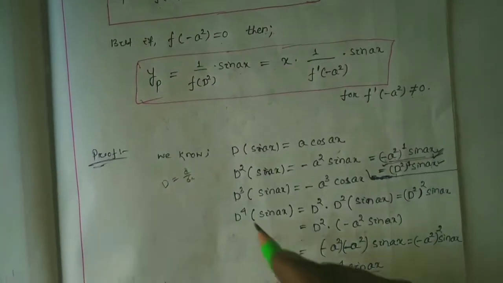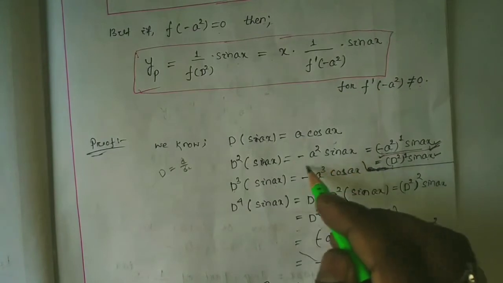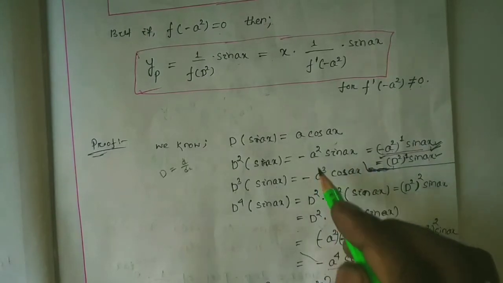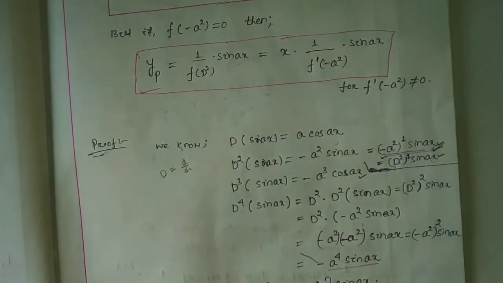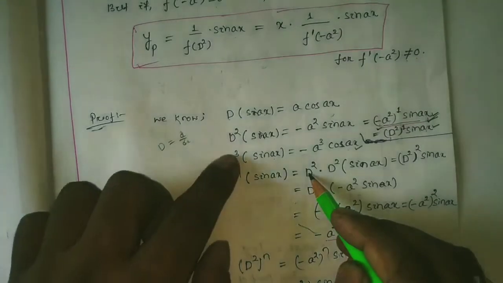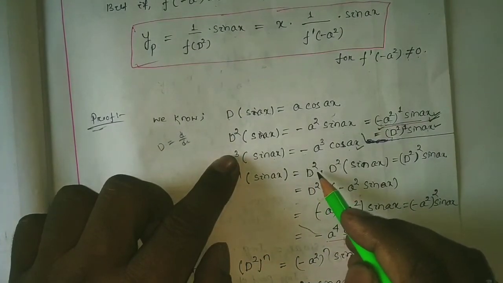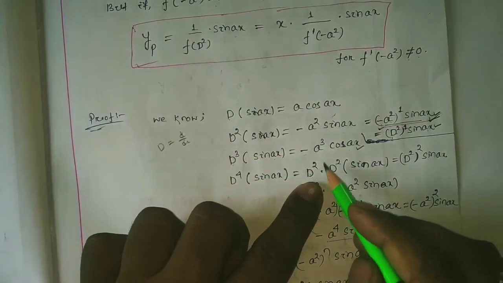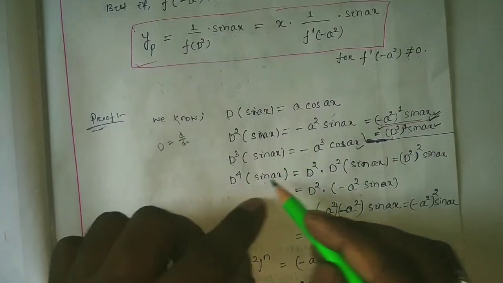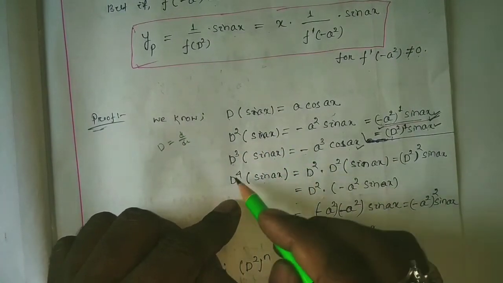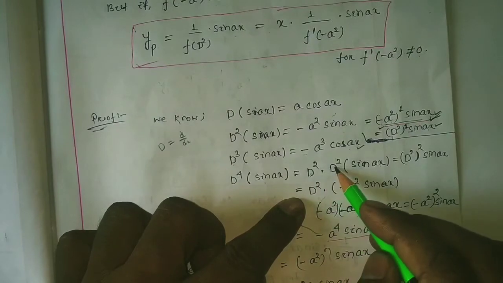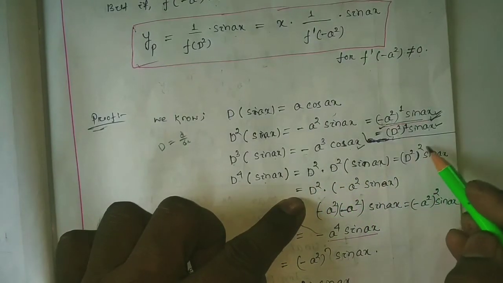Now we are going to consider d cube sin ax, that means again the derivative of this one, the derivative of sin ax, a cos ax, already minus a square is there, so minus a cube cos ax. Okay, now d4 sin ax we can get as d square into d square sin ax, that means we already got d square sin ax, and again the double derivative gives d4 sin ax. So instead of d4 we can write d square into d square, or d square to the power 2 sin ax, no problem.